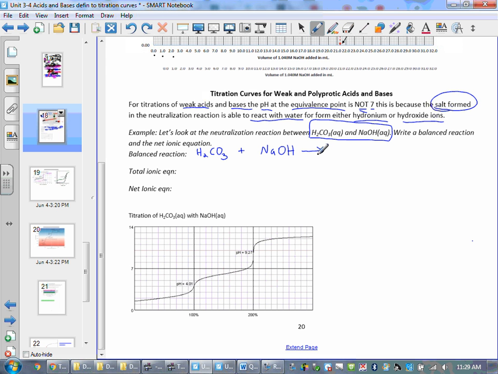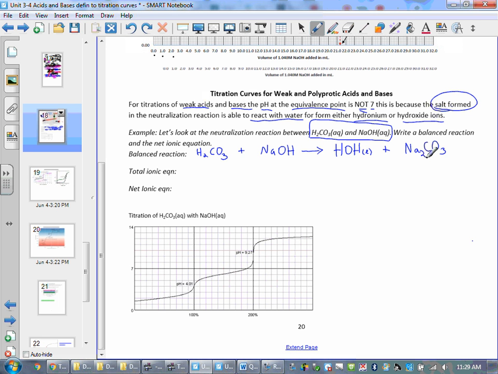What's one thing that we make? Water. And what's another thing that we make? Sodium carbonate. How many sodiums and how many carbonates? It's Na2CO3, because carbonate's charge is 2 minus, and sodium is 1 plus. Okay, and then we're good.